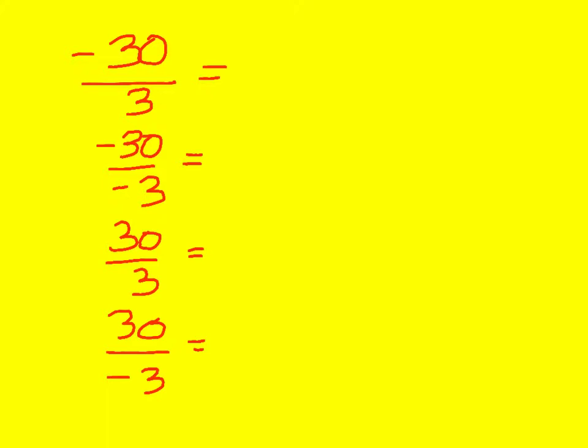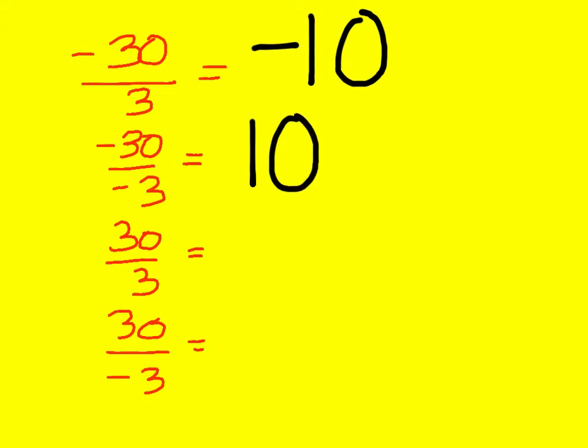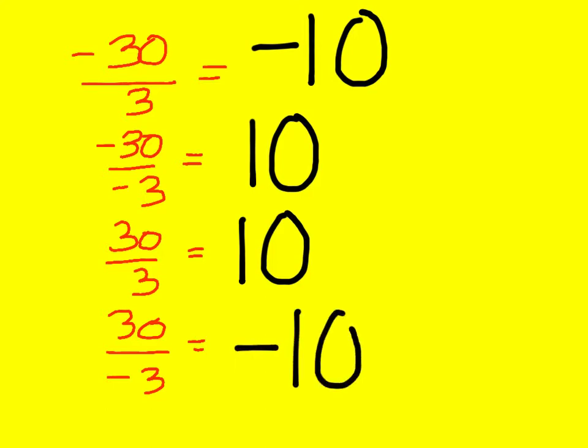Okay, so -30 divided by 3, -10. A -30 divided by a -3 will make it a +10. 30 divided by 3 will be +10. And 30 divided by -3 will make it a -10.